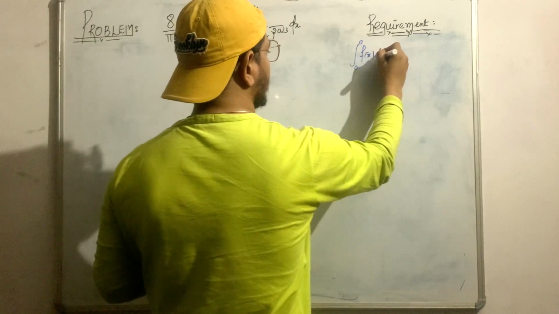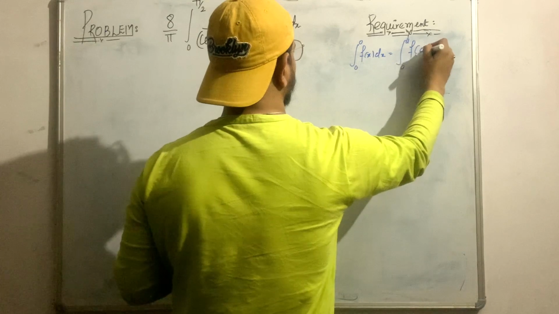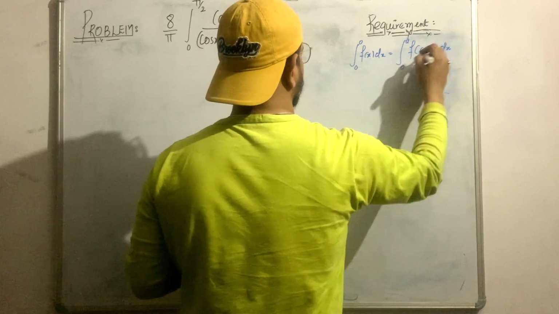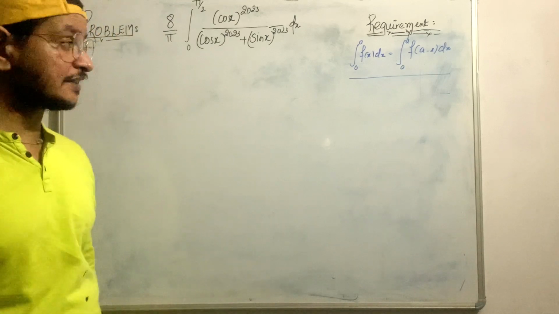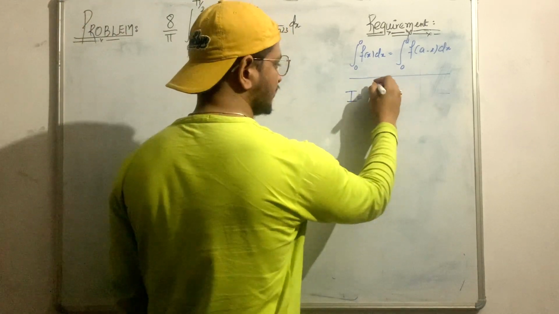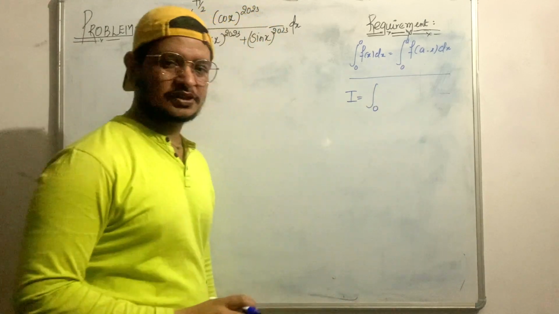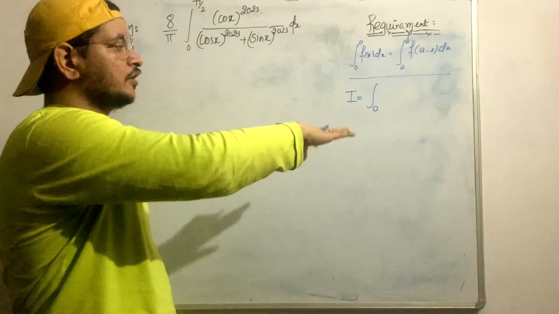I can write it as equal to the integral from 0 to a of f of a minus x dx. This is the first requirement that you have to understand. And the second requirement is a formula that you just have to remember, because most of the questions coming in this format, you just have to apply this concept.